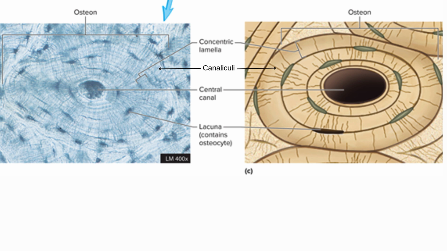Here are close-ups of an osteon. Notice the central canal in the middle. This is where the nerve and blood vessels are found. Lamellae are the rings of tissue surrounding the central canal. Lacunae are the spaces in the matrix where osteocytes reside. Canaliculi are the small channels through which osteocytes communicate and nutrients and waste travel.